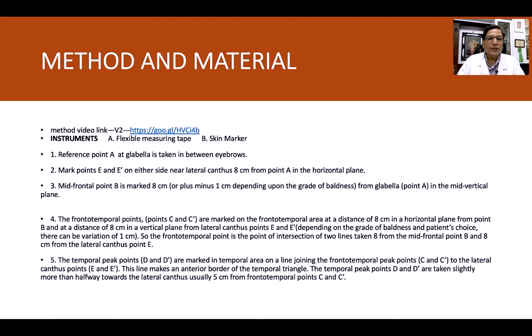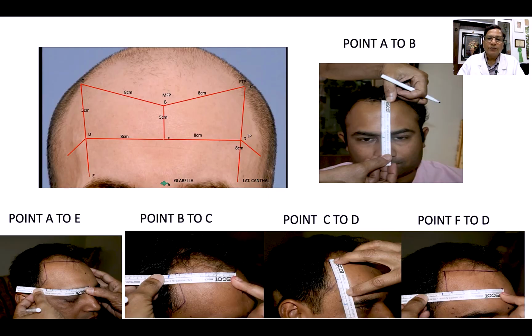The method and materials, the instruments: flexible plastic tape, and a skin marker. These are the only two things you need to make the anterior hairline. Let's understand. First of all, we take the point glabella, one point in between the eyebrows, that is the most important reference point. From here in the vertical line, you take the mid-frontal point.